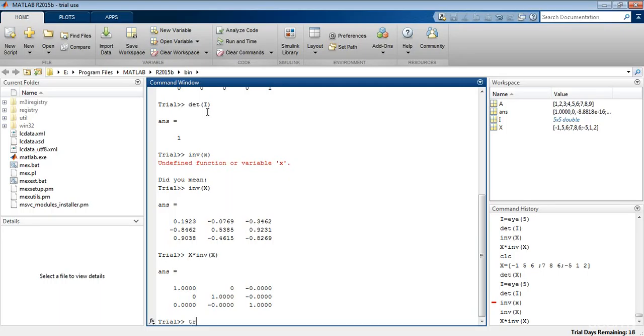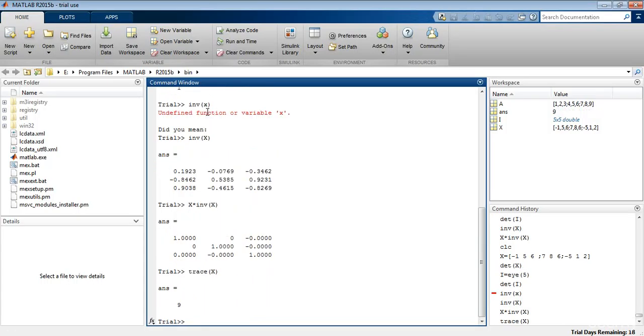For example, assume that we want to know the trace of matrix X. Only type trace of X and press enter. As you see, the output of this command is only a number.